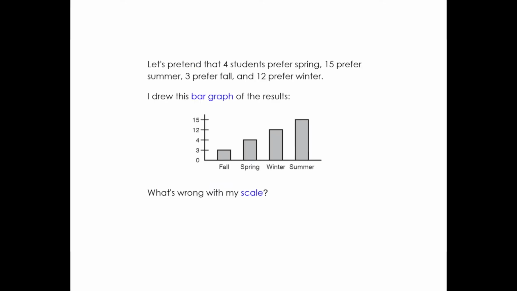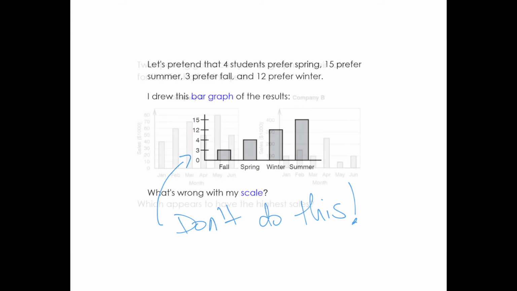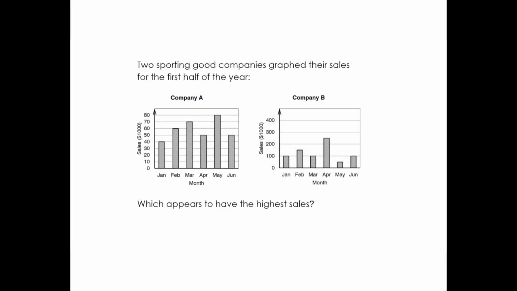Let's pretend that 4 students prefer spring, 15 prefer summer, 3 prefer fall, 12 prefer winter. What's wrong with my scale? Well, as you can see here, the scale is just the numbers of the votes. You cannot do this. And I see this done a lot, where the students just put the numbers that are in their data. This is not accurate.